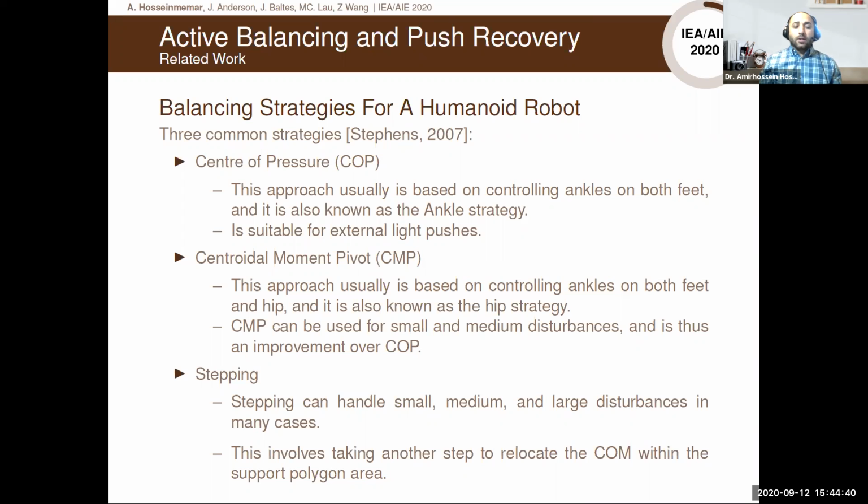And last but not least, stepping. Stepping can handle small, medium, and large disturbances in many cases. This involves taking another step to relocate the center of mass within the supportive polygon area.